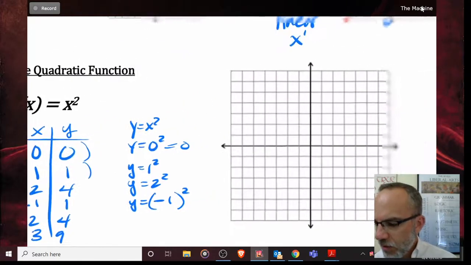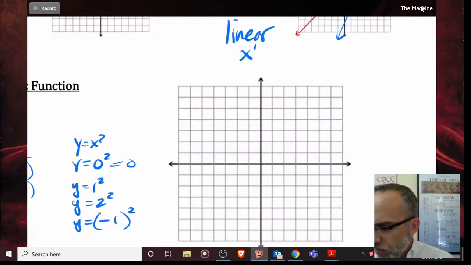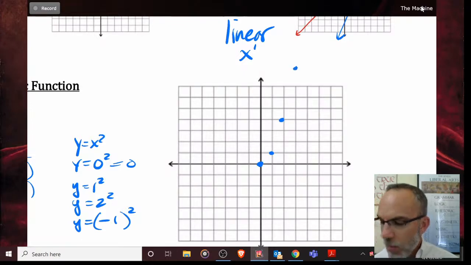So if I come over here and I graph these points now, I'm going to focus kind of on the graph. 0, 0 is there. 1, 1 is here. 2, 4 jumps up a bit. And then 3, 9 would be like way up here. But if I go to the left, negative 1, positive 1. And if I go to the left again, negative 2, positive 4. And if I go to the left, negative 3, positive 9.